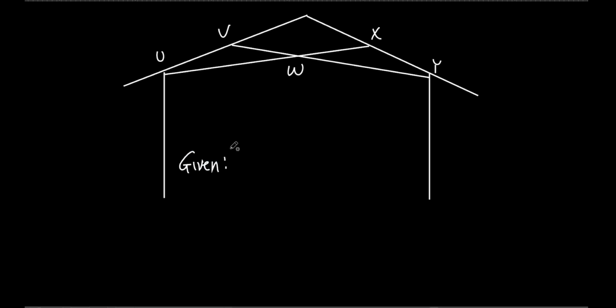So they give you triangle UVW. Write that down. Triangle UVW is congruent to triangle YXW. Okay?